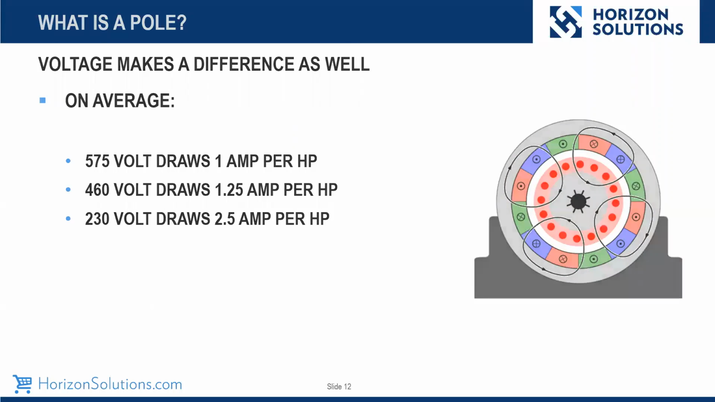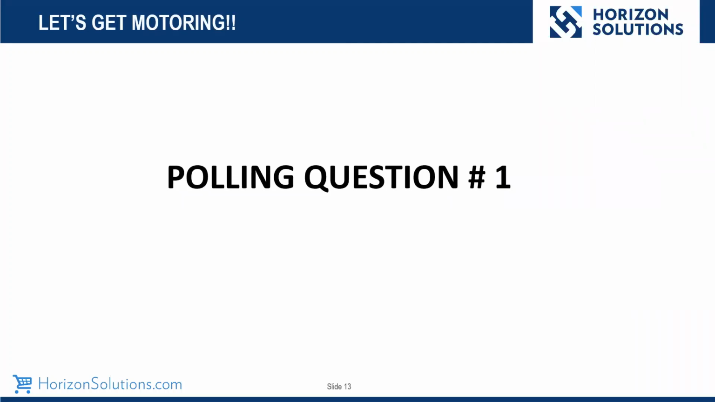And this brings us to polling question number 1. Yes, it's time for our first poll. So I will launch the poll. And we are looking to know, what is the percentage of MG1 motors you have in your plant? Your options are 25% or less, 50 to 75%, or 75% or more. And we'll just give everybody a couple of seconds to get those votes in.